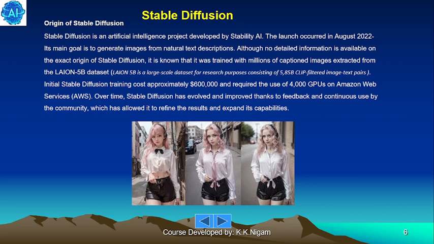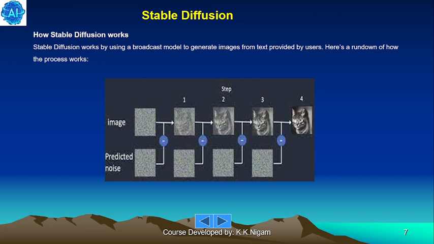LAION-5B is a large-scale dataset for research purposes consisting of 5.85B CLIP-filtered image-text pairs. Initial stable diffusion training cost approximately $600,000 and required the use of 4,000 GPUs on Amazon Web Services. Over time, stable diffusion has evolved and improved thanks to feedback and continuous use by the community, which has allowed to refine the results and expand its capabilities.